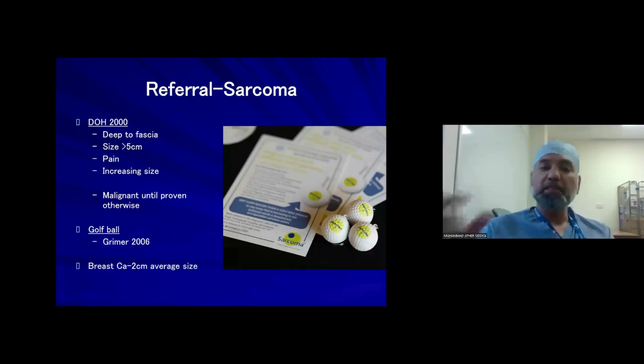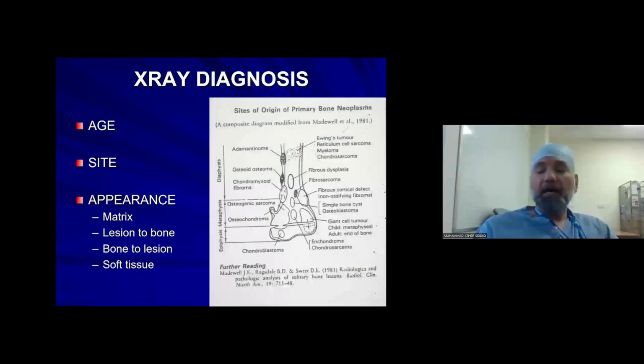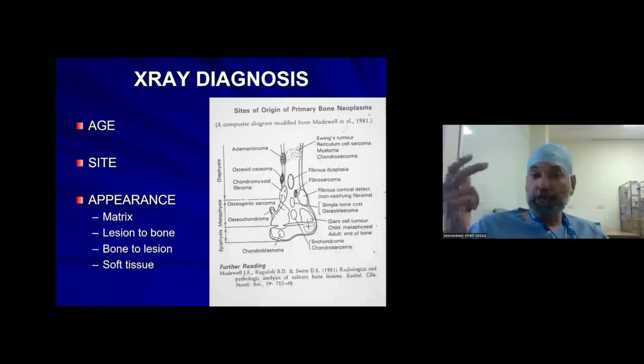Now, with breast cancer, they ask you to refer anything more than 2 centimeters on your routine mammograms. So I think we are still further away from that 2 centimeter mark, but if people are referring things up to 5 centimeters, that's still good. We probably need to set the bar a bit higher once we get adequate referral rates. Coming to how you diagnose, you need to look at the age, the site, and then the appearance on an X-ray. And we'll do that in some of the vivas.